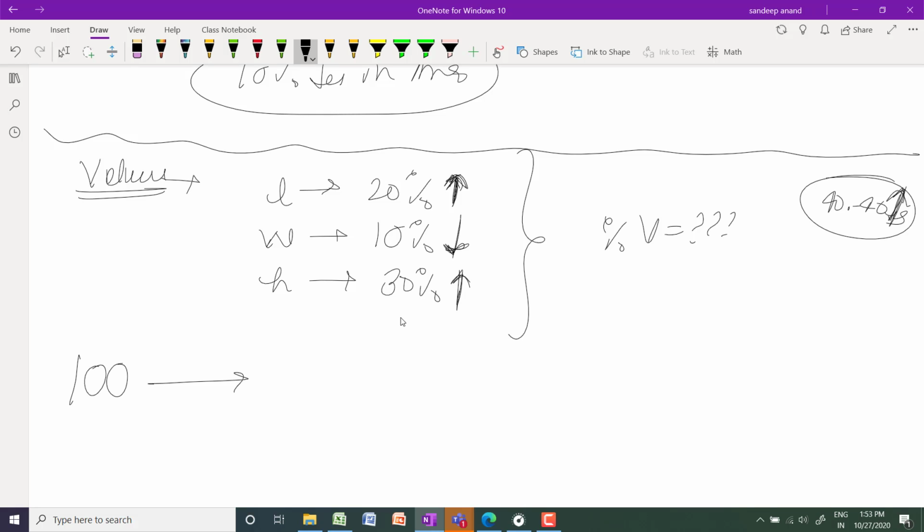100 is your initial value. Length increases by 20%. So my value becomes what? 120. Then width is decreased by 10%. So I am decreasing this value by minus 12. So this becomes 108.